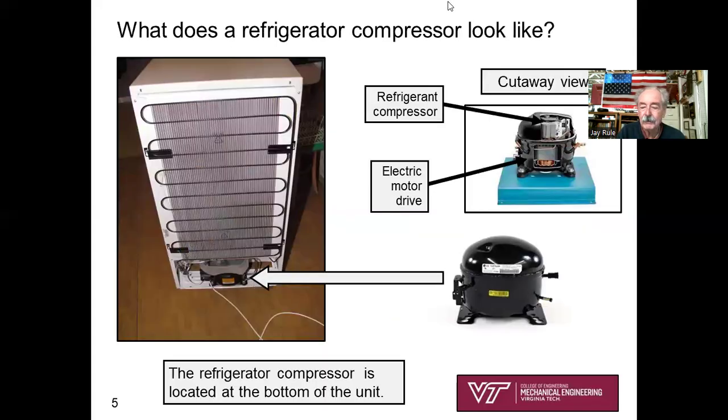What does the compressor look like for a refrigerator? Well, if you pull your refrigerator out in the middle of the floor and look behind it, you're going to see the compressor down low, probably bolted to the base of the refrigerator, and there probably will be some rubber vibration isolation feet underneath that compressor. But here's basically what it looks like. The top part is the compressor part. The bottom part, the electric motor drive, is down below. And they run pretty quiet, right?